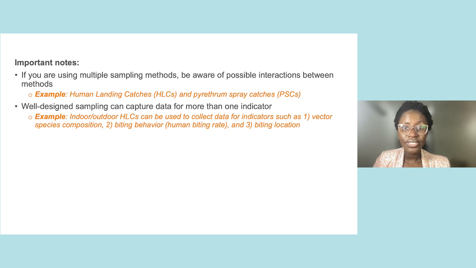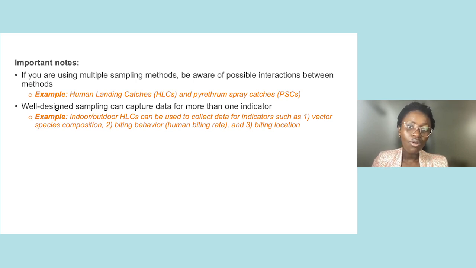For instance, residual pyrethrum from a morning PSC may inhibit mosquitoes from approaching an HLC collector the following night if these 2 methods are used in the same house. Likewise, an HLC collector prevents mosquitoes from resting by removing them from the population. Therefore, a PSC performed at the same house the night after an HLC is likely to underestimate indoor resting density. Because of these interactions, different houses should be sampled for HLCs and PSCs.